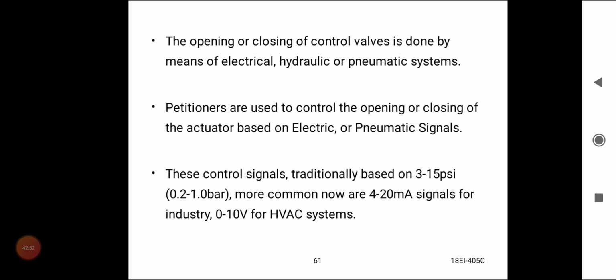More common now are 4 to 20 milliamp signals for industry, and 0 to 10 volts for high voltage AC systems. Suppose it is a high voltage AC system, we can use 0 to 10 volts. For industrial use, the common electrical signal of current is 4 to 20 milliamps. If it is a pneumatic signal, we can use 3 to 15 psi, or in the metric system, 0.2 to 1.0 bar.